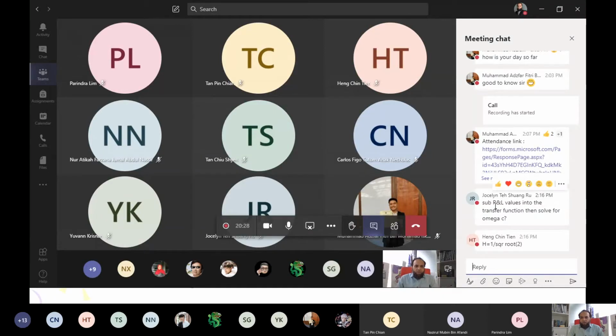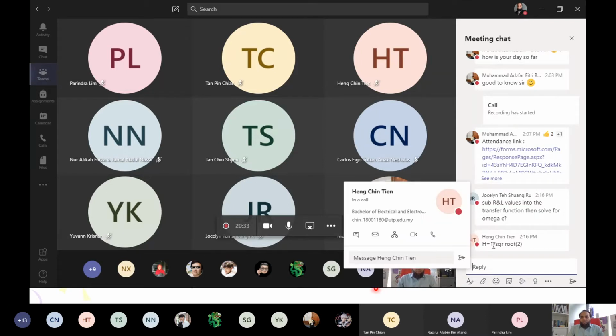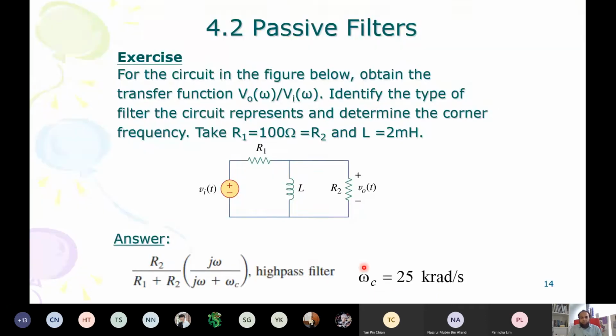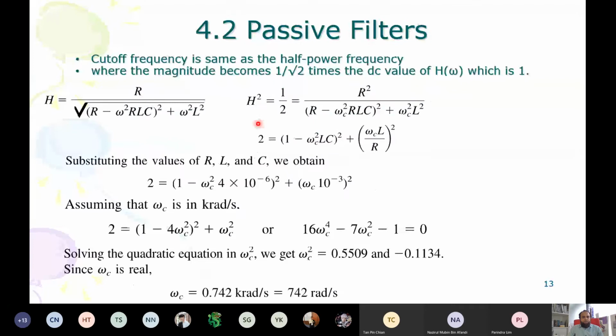We will substitute the value of R and L in the transfer function. So whatever transfer function we have, we will set the magnitude equal to 1 upon square root of 2. It's like this one. So suppose we have the transfer function here, we'll set equal to 1 upon square root of 2, or take the square as 1 upon 2. So we'll do this. Substitute R, L values here, solve for omega c, we'll find the omega c. Right? Any one not sure yet?